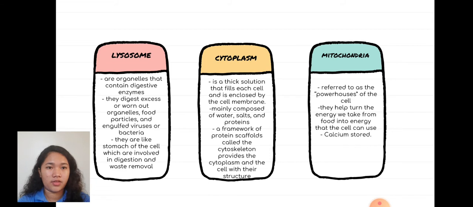Cytoplasm is a thick solution that fills each cell and is enclosed by the cell membrane, mainly composed of water, salts, and proteins. A framework of protein scaffolds called the cytoskeleton provides the cytoplasm and the cell with structure.